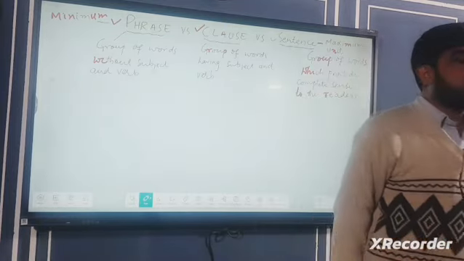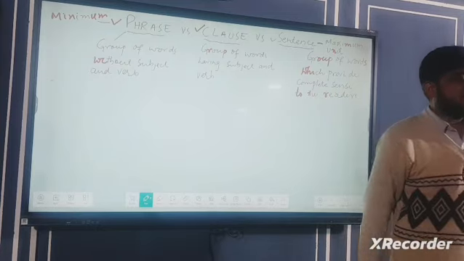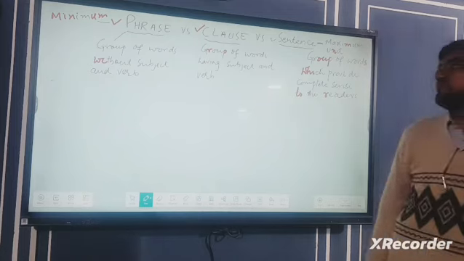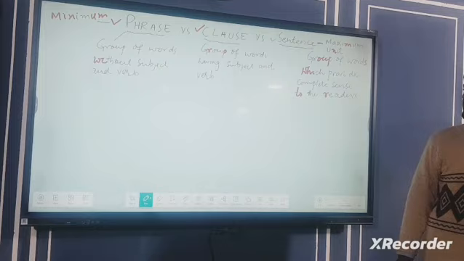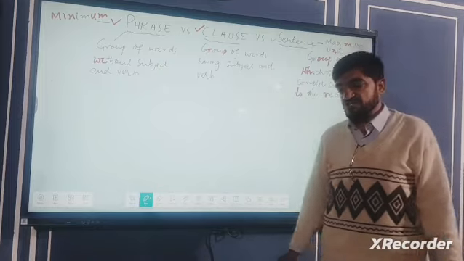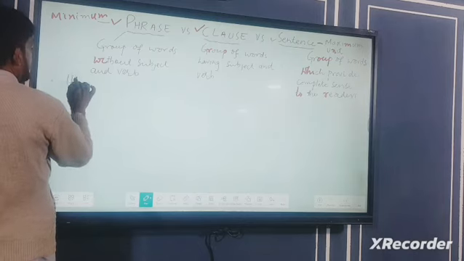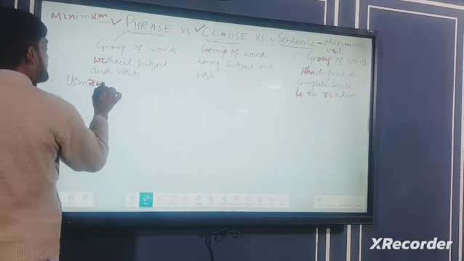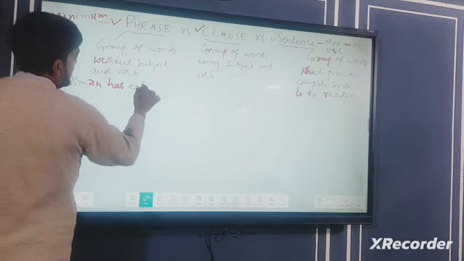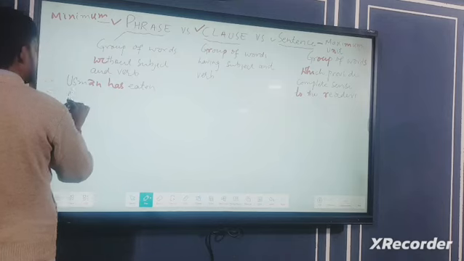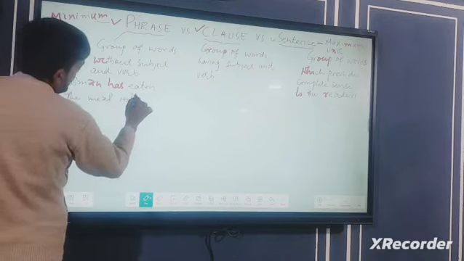Phrase is the group of words in which there is missing subject and verb. They are most of the time starting with a preposition. Now you can see the example of the phrase. For example, we say Usman has eaten the meal in the kitchen.